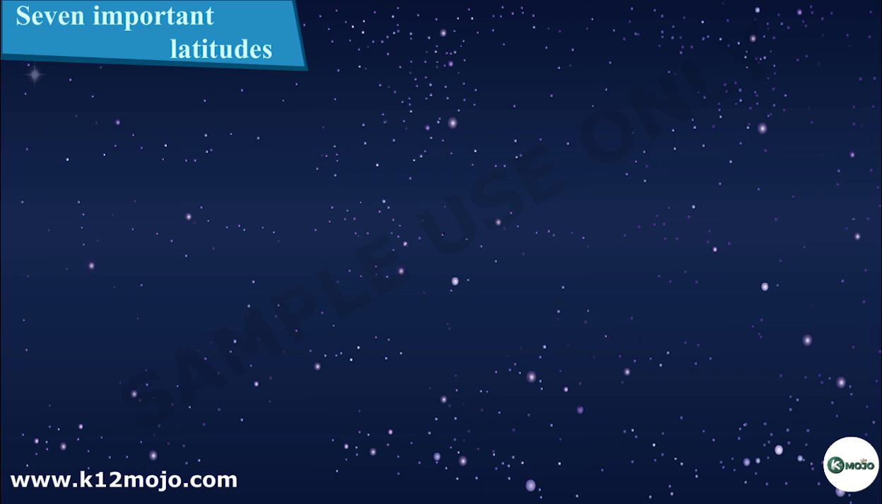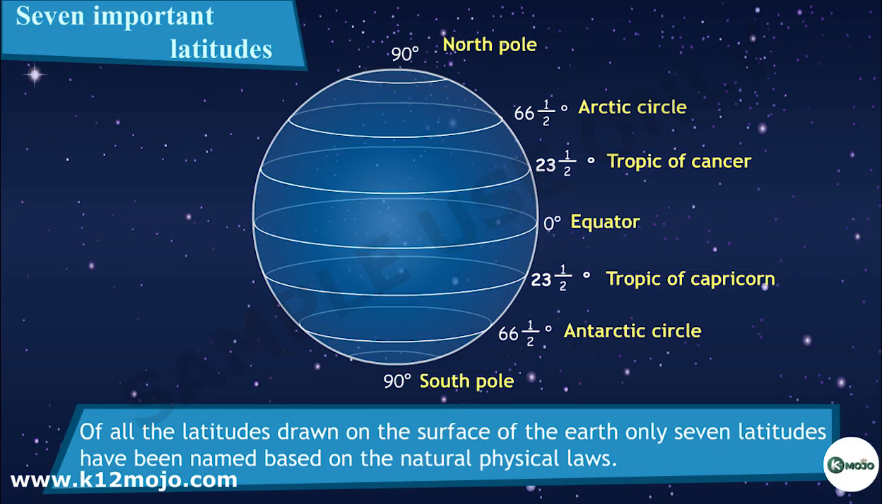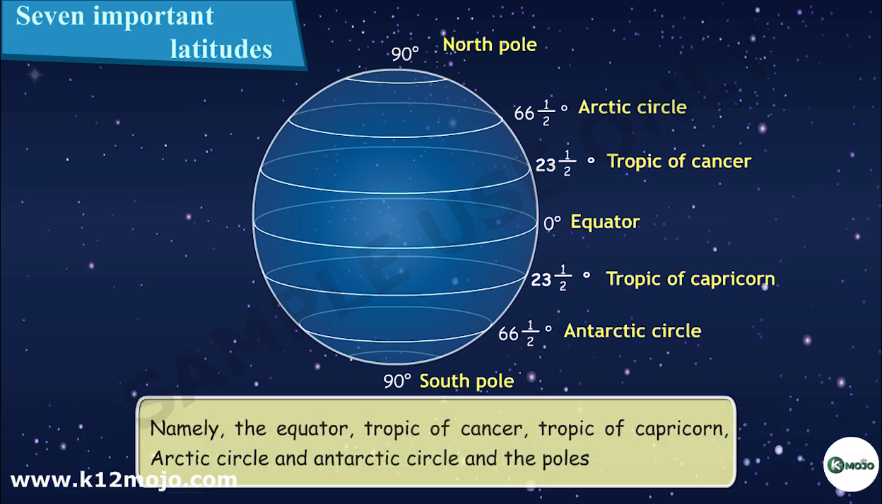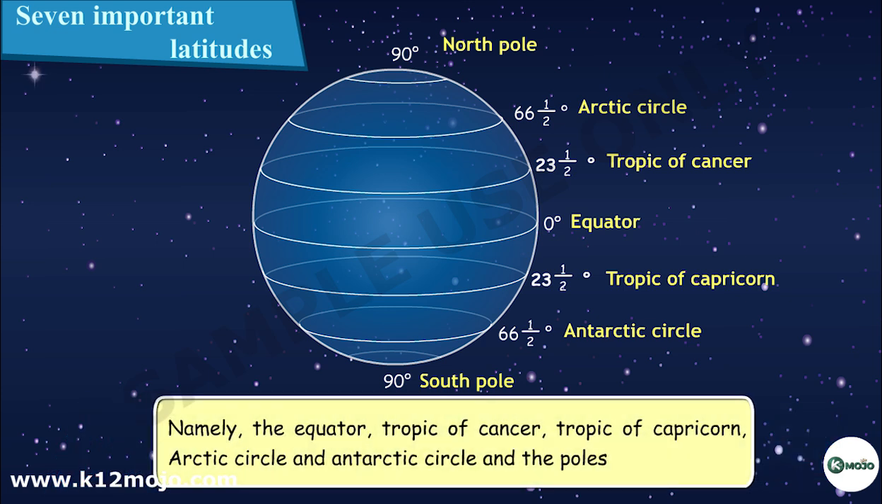7 important latitudes. Of all the latitudes drawn on the surface of the earth, only 7 latitudes have been named based on the natural physical laws. The value of latitude is followed by the letters N or S for north and south, namely the Equator, Tropic of Cancer, Tropic of Capricorn, Arctic Circle and Antarctic Circle and the poles.